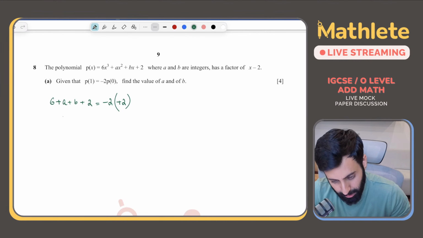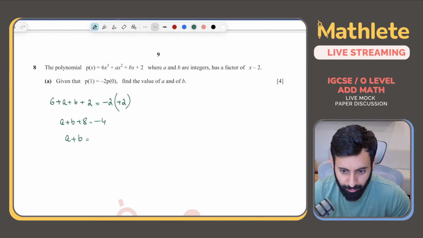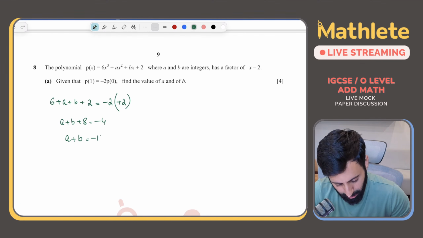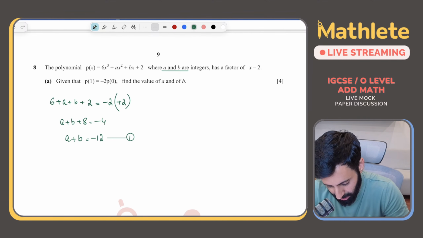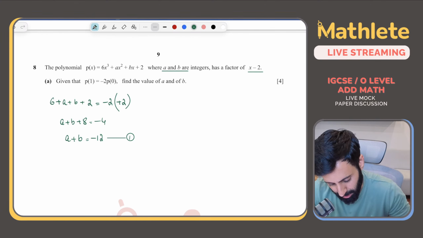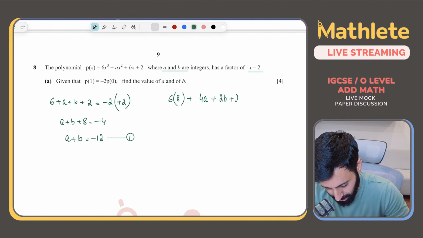So we have, let me see, a plus b plus 8 equals -4, which means a plus b equals -12. Okay, so this is one equation. Notice the question says a and b are integers. It has a factor of x minus 2. That means when I plug in x equals 2, I should get 0. So 6 times 2 cubed, that means 6 times 8. We'll simplify this in the next step. A times 2 squared, that means a times 4, plus b times 2, that's 2b, plus 2 equals 0.